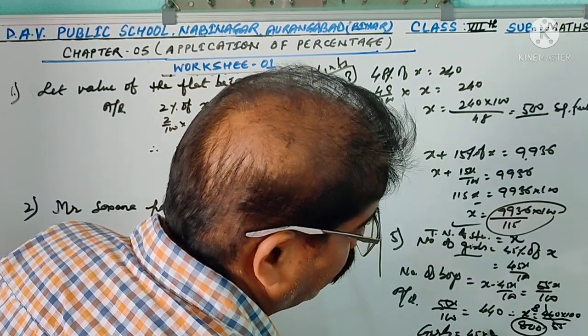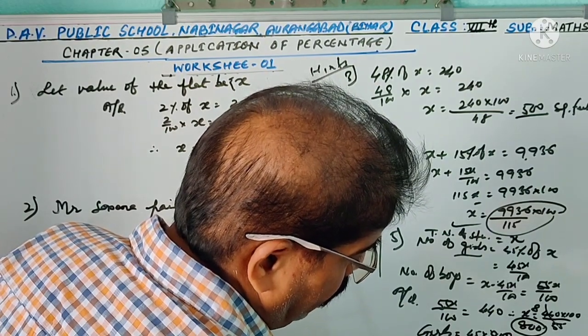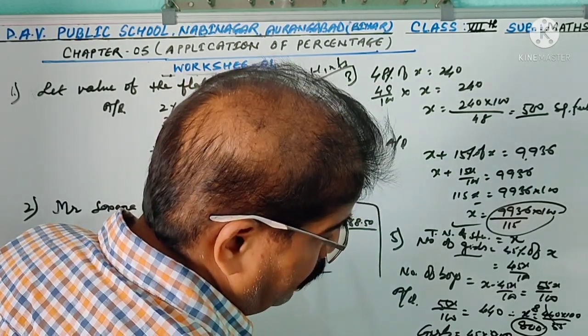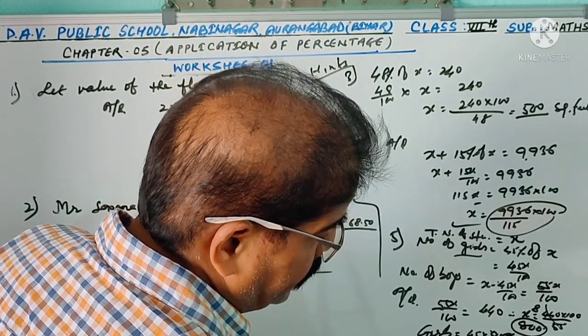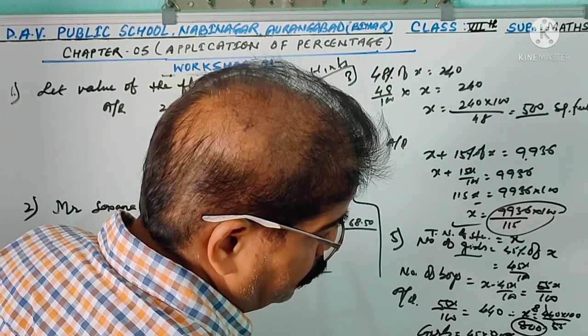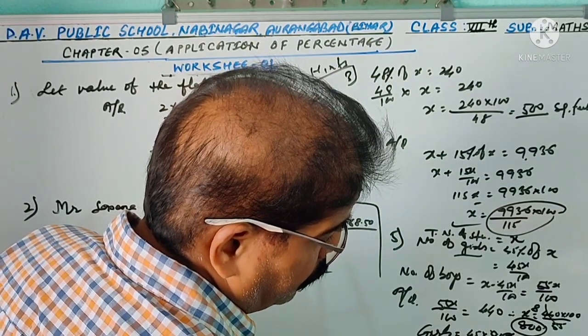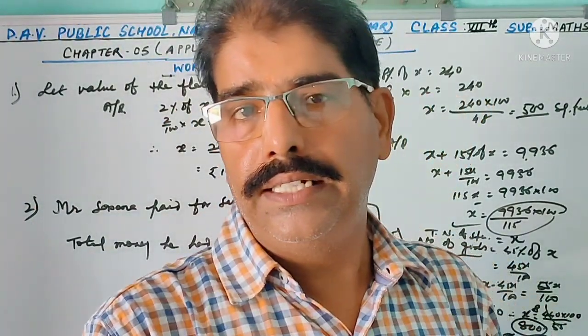So the number of girls equals 45% of x, that is 45 by 100 into 800. So 20 cancels. 9 into 4 is 36. So the number of girls will be 36.